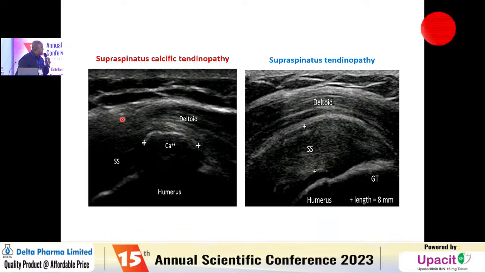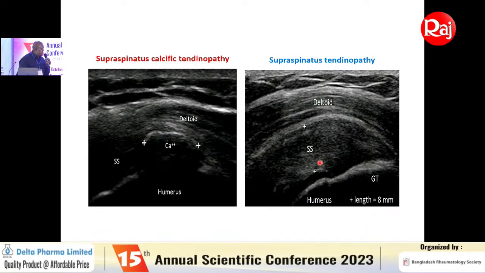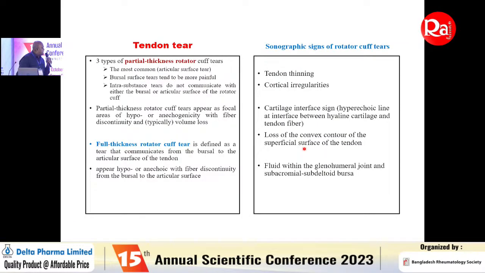This is supraspinatus calcific tendinopathy. We can see the hyperechoic foci within the supraspinatus muscle. This is supraspinatus tendinopathy, where we can see thickening of the tendon, hypoechogenicity and loss of fibrillar pattern. Tendon tear may be full thickness or partial thickness. There may be articular surface tear, bursal surface tear, and intrasubstance tear. A full thickness tear is defined as a tear that communicates from the bursal to the articular surface of the tendon.